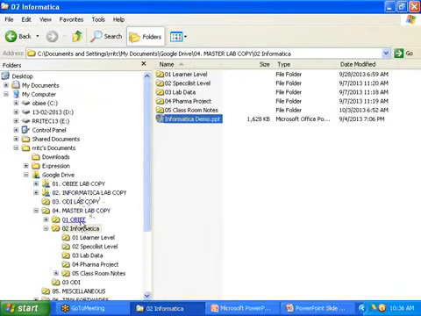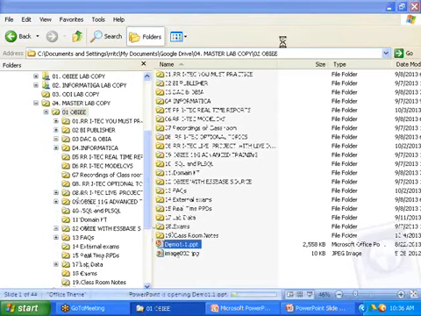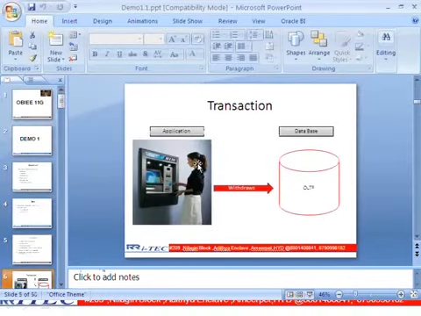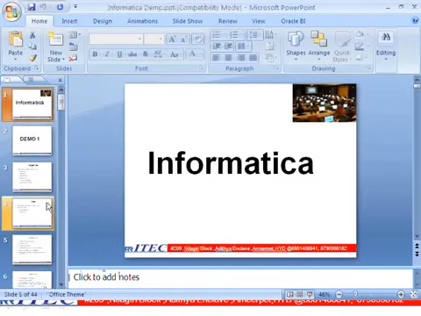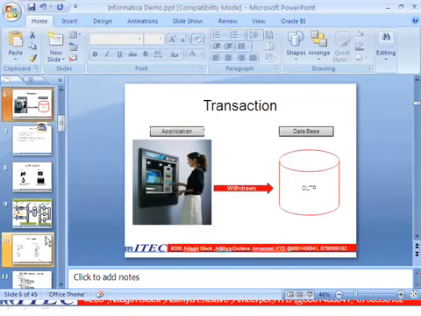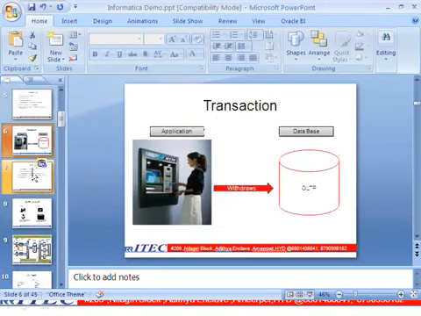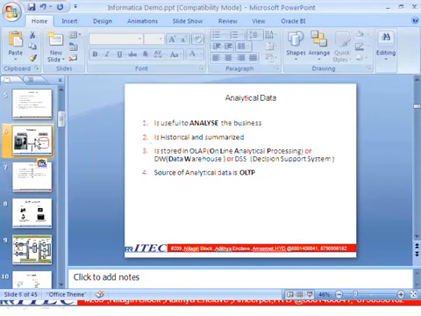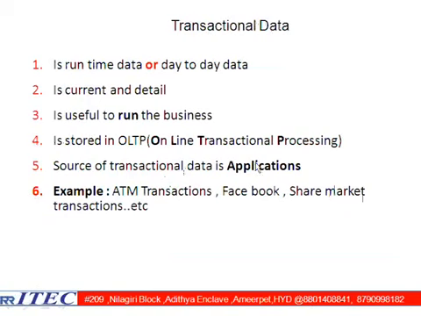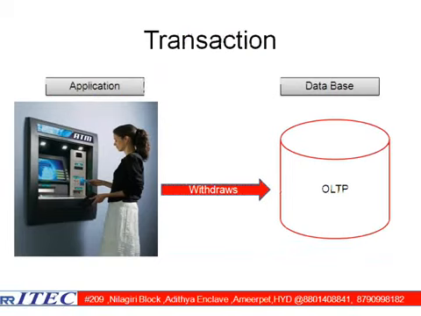I want to show one diagram. For some reason this diagram is missed. The OBA demo slide, that diagram is available. Okay, see this one.